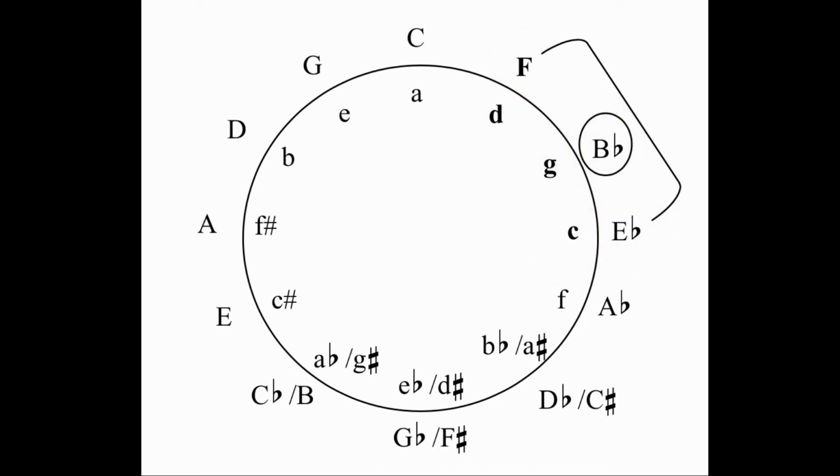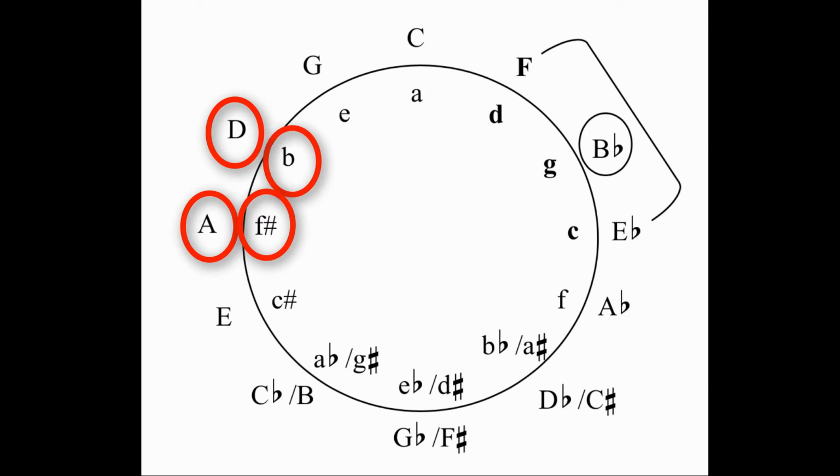Here's another example. Let's say your first key were F sharp minor. Then the closely related keys would be A major, D major, B minor, E major, and C sharp minor. All keys that are either the same or differ by 1 accidental, and they're all adjacent keys on the circle of fifths.